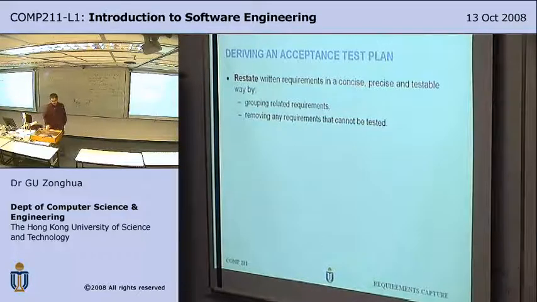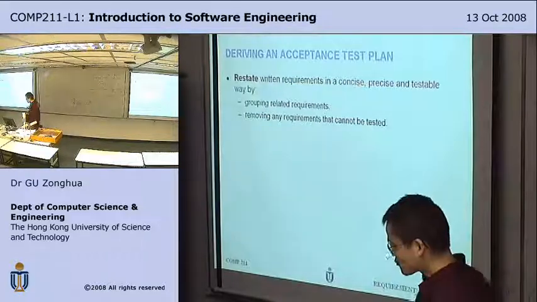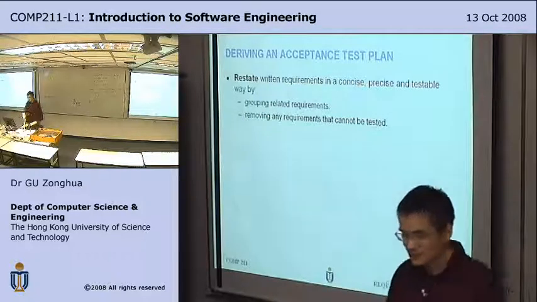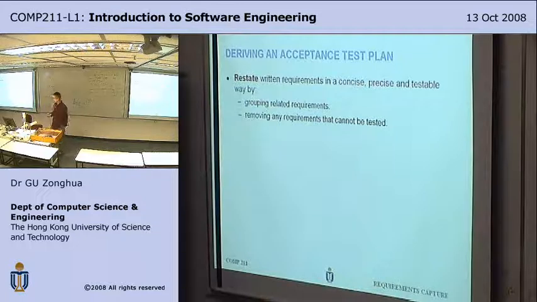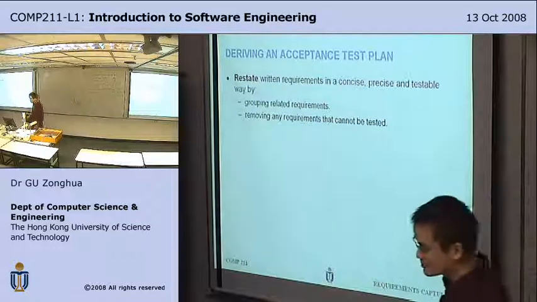For example, something that's a mental process. A student thinks about course offerings to take. That is a non-testable requirement. Only the interactions with the computer system are testable.